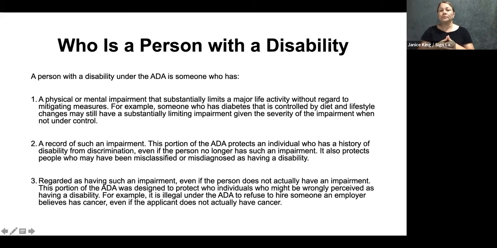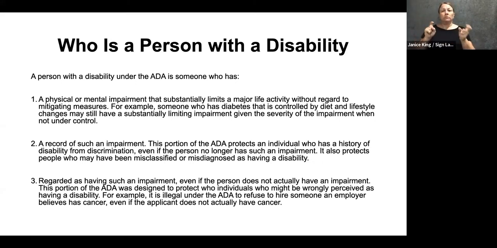Next. A person with a disability can be one of three things. It's a person who has a physical or mental impairment that substantially limits a major life activity without regard to mitigating measures. For example, somebody who has diabetes that's controlled by diet and lifestyle may still have a substantially limiting impairment given the severity of the impairment when not under control.